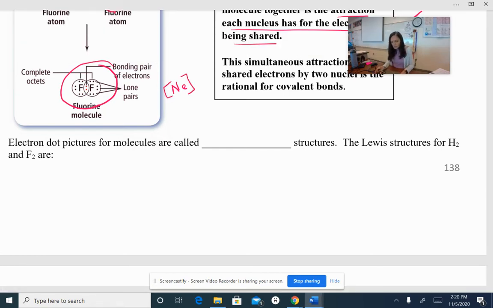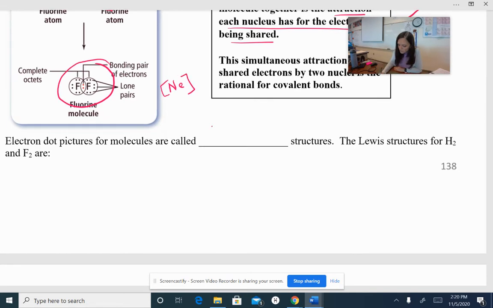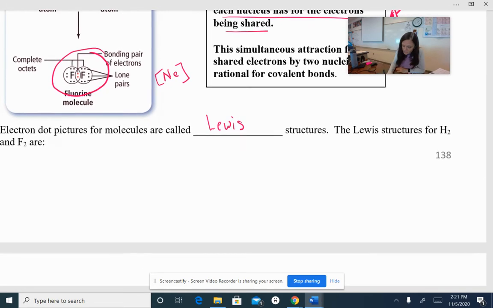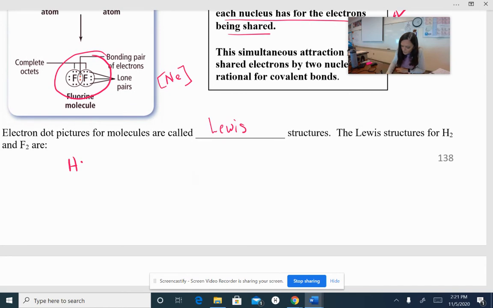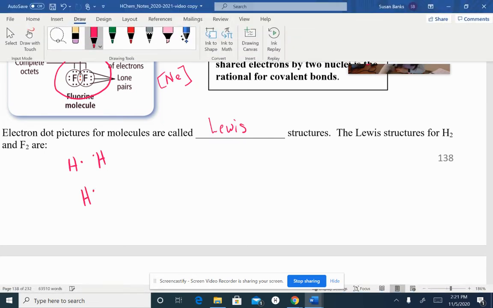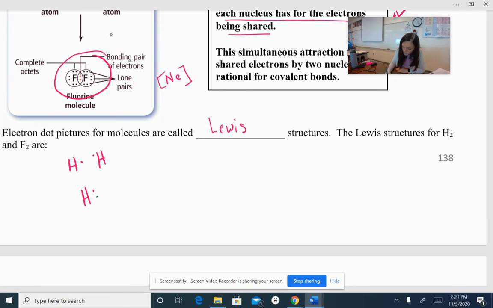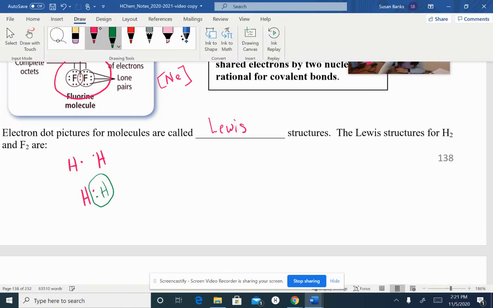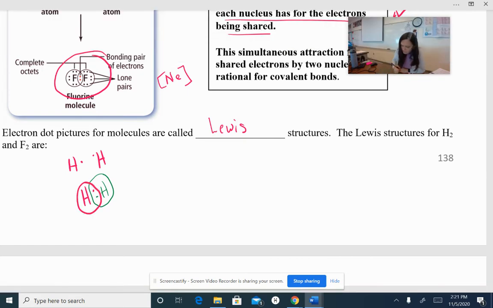Electron dot pictures for molecules are called Lewis structures. And we will get really good over the next week or so at drawing Lewis structures, okay? Lewis structures for hydrogen and fluorine are, respectively, hydrogen. We have the 1 valence electron and the 1 valence electron. And if we share them and we overlap, should I color code it so that we see both hydrogens? That green one now has 2. The pink one now has 2.